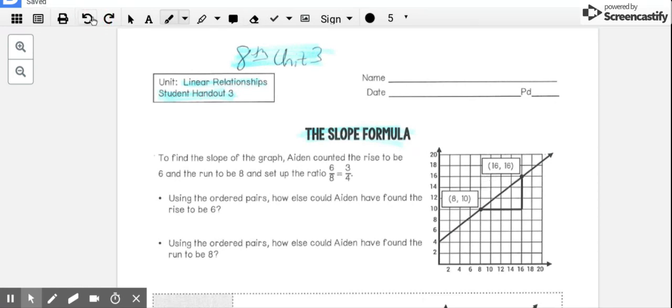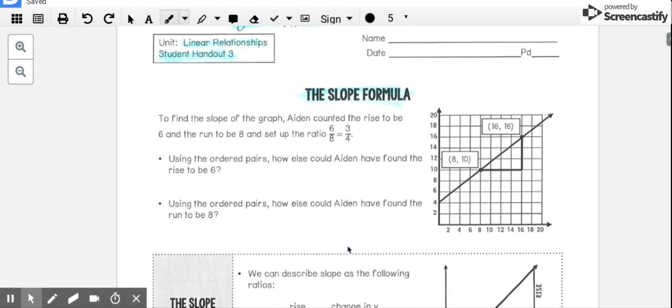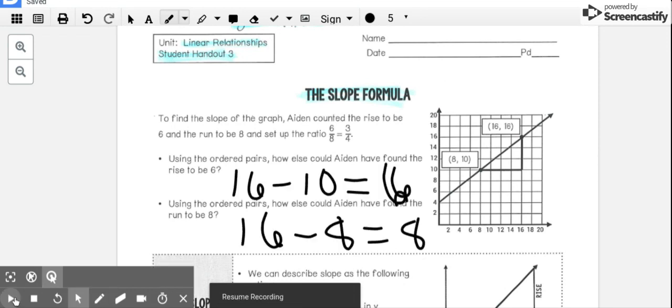Okay, so this is a different way now. So using the ordered pairs, and remember that is 8, 10, and 16, 16. That's your X and your Y. How could Aiden have found the rise to be 6? And then how could he have found the run to be 8? So if you want to pause the video for a second and think about that.